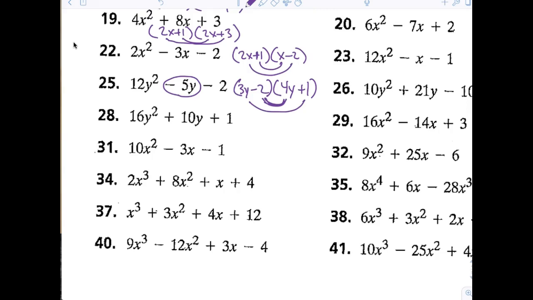28. Charlotte? Leah? Let's double check her. How much is this? And how much is that? Come on, guys. Is everybody agreeing with that? Anybody have any issues? All right, let's try 31.